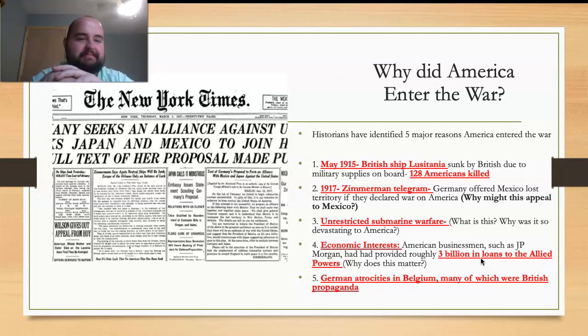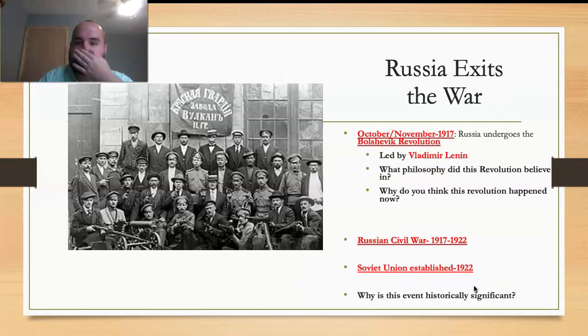Awkward pause again. But think, if Germany wins the war and Austria-Hungary wins the war, what do you think the likelihood is that these businessmen are going to get their money back? Pretty low, right? So again, the economic interests were a big deal as well. Finally, there were some alleged German atrocities in Belgium, many of which were just British lies and propaganda, but they still did turn public opinion against Germany over time.